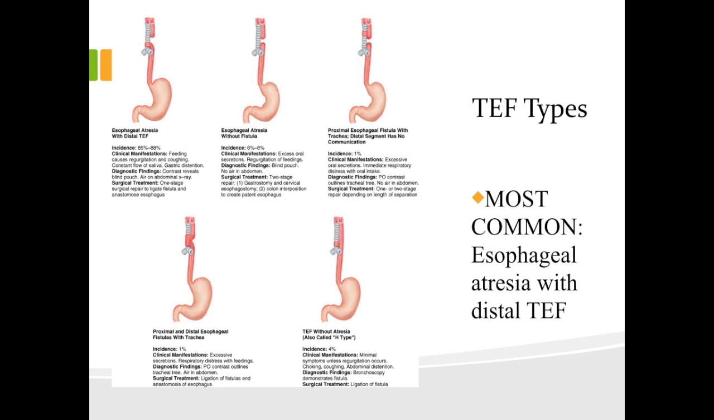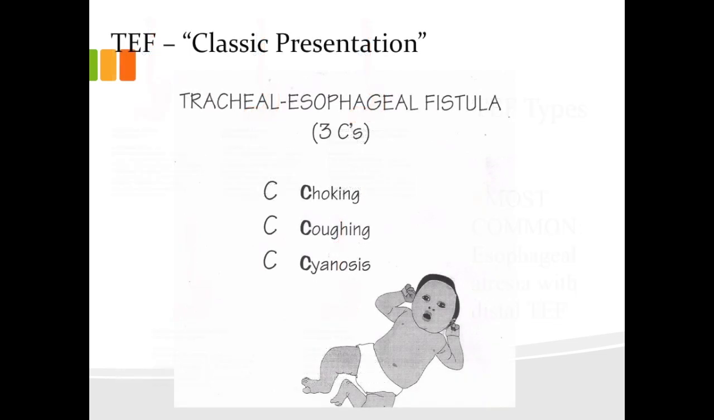So what do you think the presentation is going to be like, and when are we going to see it? Well, the classic presentation of a TEF is choking, coughing, and cyanosis. If they only have esophageal atresia and neither part of the esophagus is connected whatsoever to the trachea, then all that's going to happen with this kid is they're going to take in formula and vomit, but they're going to be at risk for aspiration.